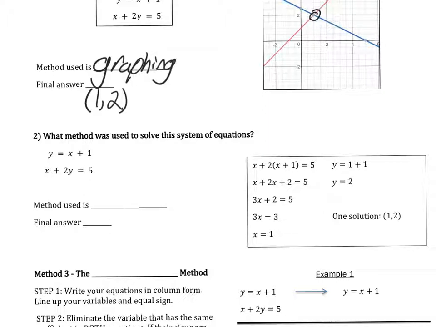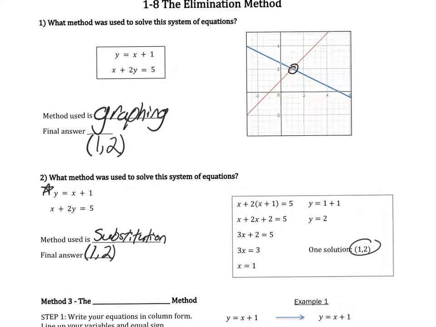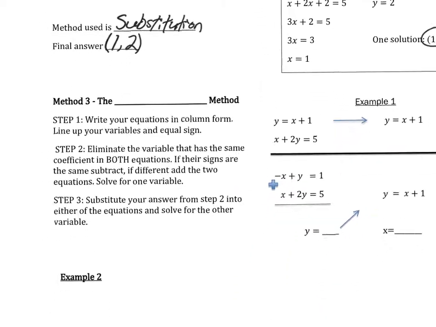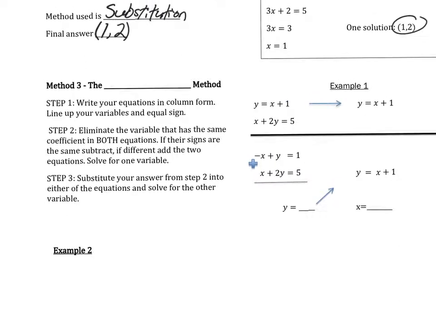The second one, what method was used to solve the system of equations? Okay, so it looks like I have an equation up at the top that's solved for y. The bottom one isn't. It looks like off on the right, they went ahead and plugged in that first one into the second one. So that is called substitution. And the final answer, again, looking at their answer over here, is 1, 2. If you notice, it's the same one as the first one, so this is showing that, hey, I'm getting the same thing both times.